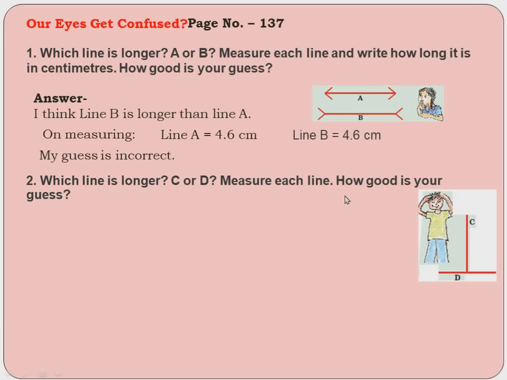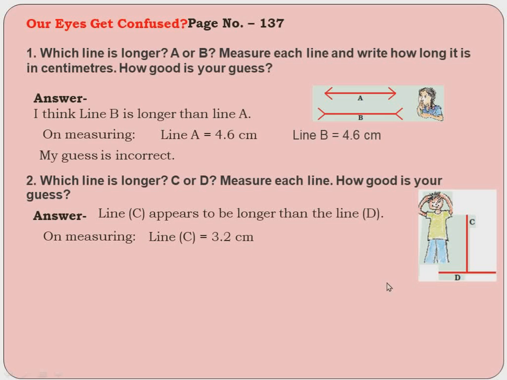Measure each line. How good is your guess? By seeing C and D, I feel that C is bigger. Now, line C appears to be longer than line D. On measuring, line C is 3.2 and line D is also 3.2. So what happened? That's why they are asking us to guess. First guess and then check it with a scale to get an approximate idea of what a centimeter is.